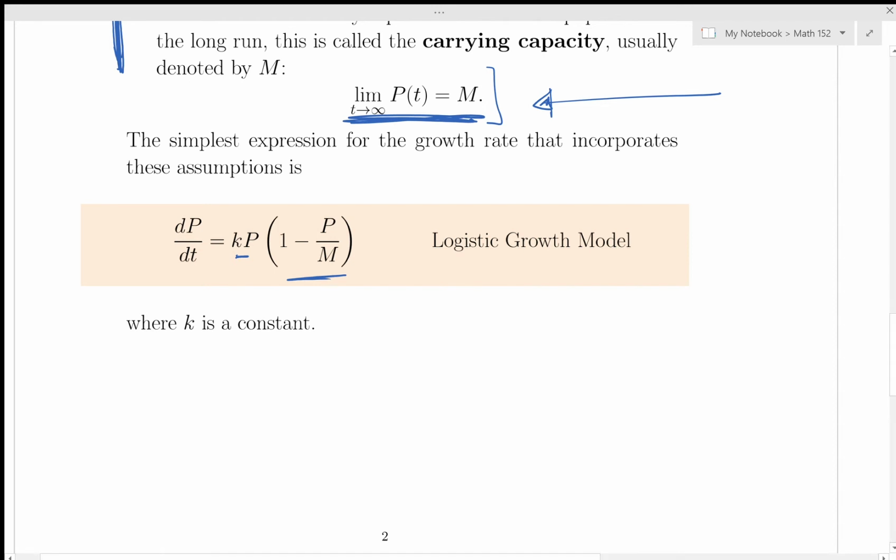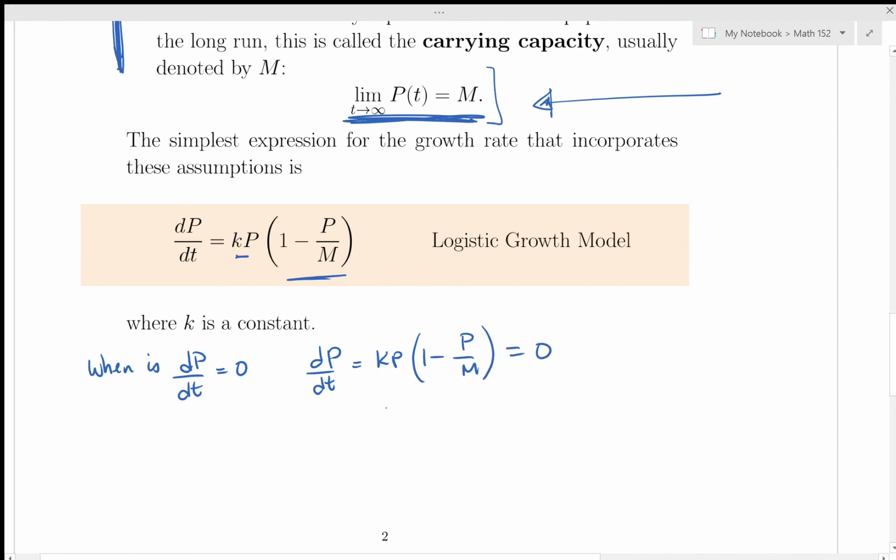Okay, first thing we're going to do is make a couple of observations before we solve the differential equation, and that is: when is dP/dt equal to 0? So when does a population not grow at all? We simply look at the differential equation and say, okay, dP/dt is kP times (1 minus P over M), and when is that equal to 0?